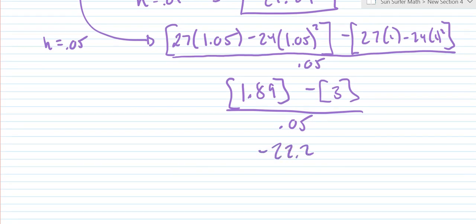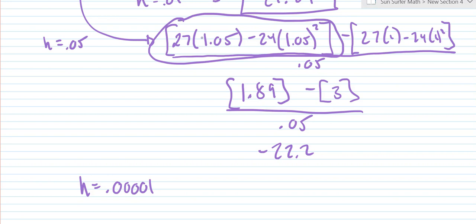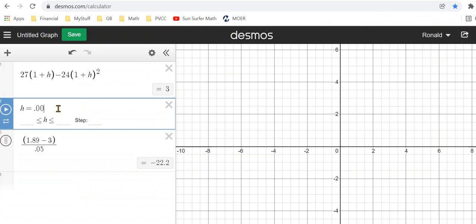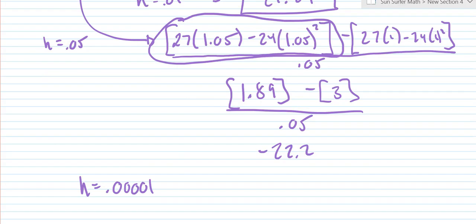Now we could do this for other values as well. We could say, well, let's let h be equal to 0.00001. And the only thing I need to do is all of this part is done with the slider. So I'm going to go back to the slider in Desmos. And I'm going to let that be equal to 0.00001. I think I have four zeros in there. Is that what I had? Yep, I had 4 zeros.